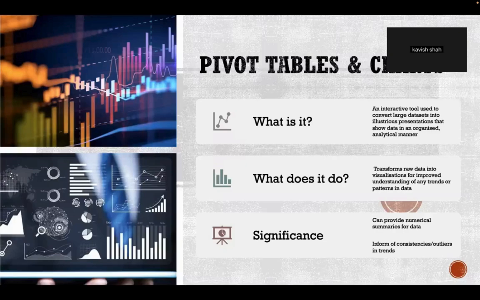Now, you may ask, what is a pivot table? What is its purpose? Well, a pivot table is an interactive tool used to summarize large and multiple data sets to convert them into filtered data to tailor to one's needs. It also transforms raw data into visualizations for improved understanding of any trends or patterns in data, engaging the audience with the information that matters.